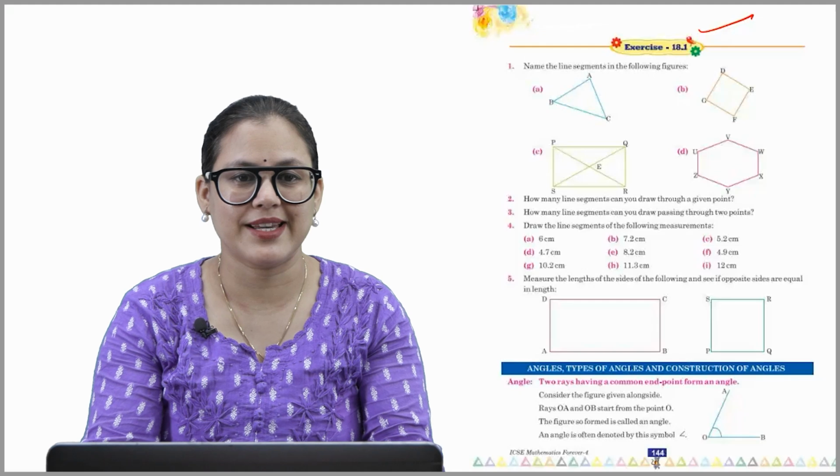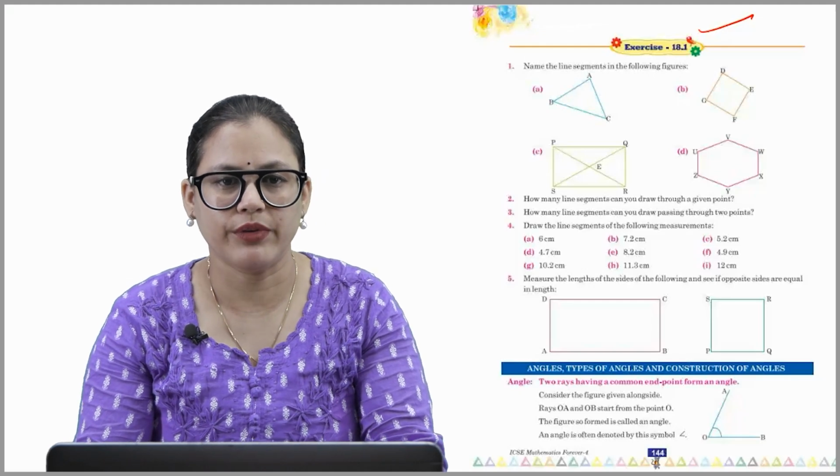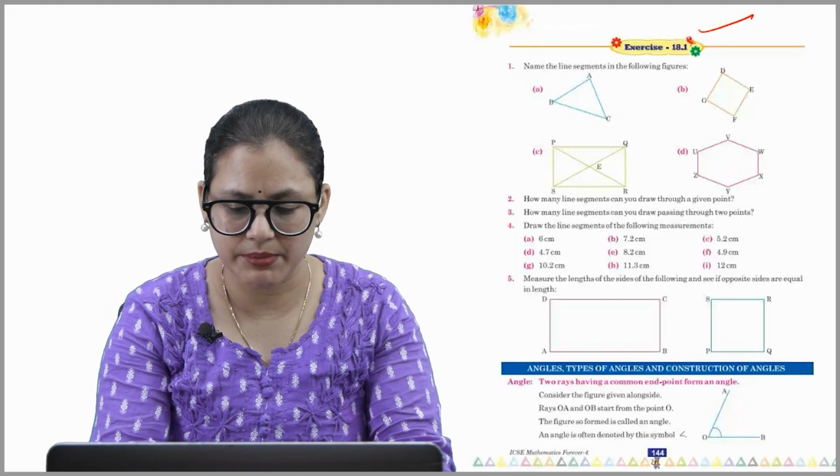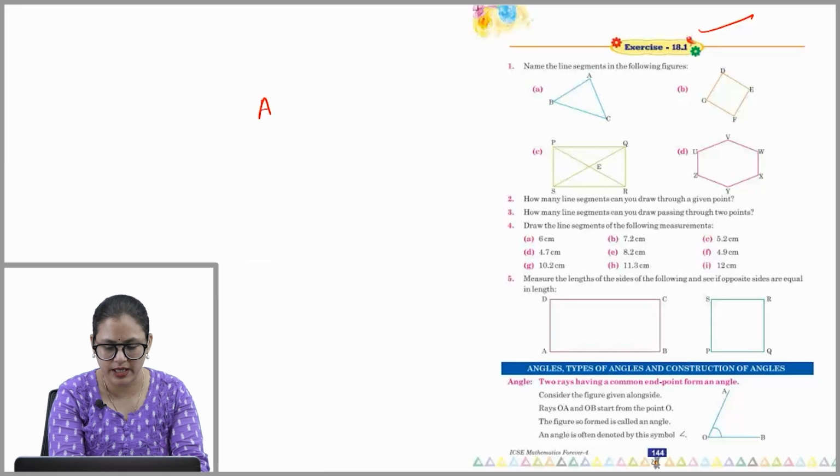Exercise 18.1. Name the line segments in the following figures. See, there are 3 line segments, 1, 2 and 3. So, you will write here AB, then AC and BC.